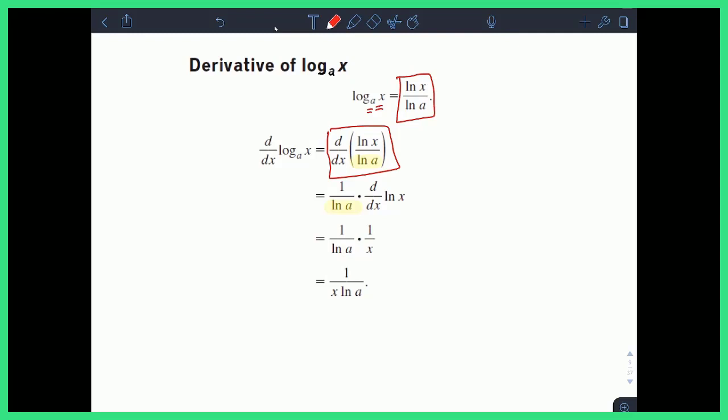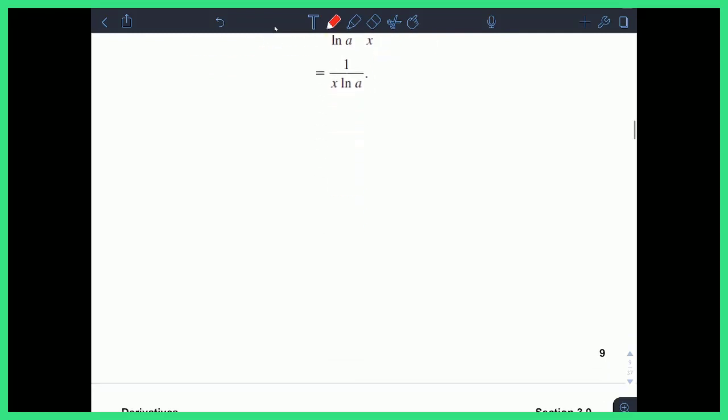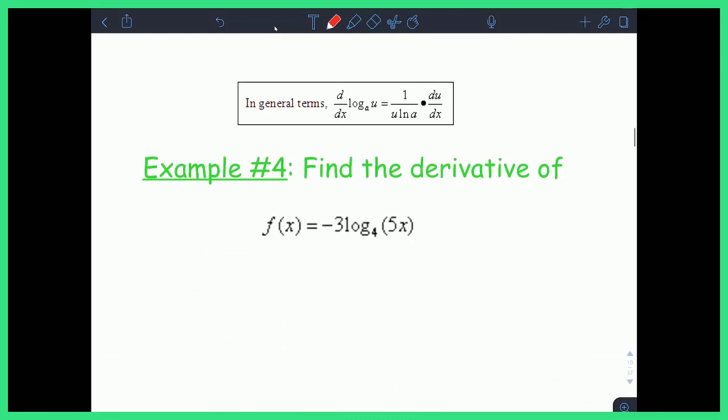But once again, remember the chain rule. Let's look at the formula in terms of u. This one is the derivative of the log base a of u is equal to 1 over u ln a times du dx. In this example, f of x equals negative 3 log base 4 of 5x. And in this example, we have an a value of 4, and we have a u value of 5x. So if we use the formula, f prime of x equals 1 over u, which is 5x, times ln a, which is ln 4, times the derivative of u, which in this case is just 5.